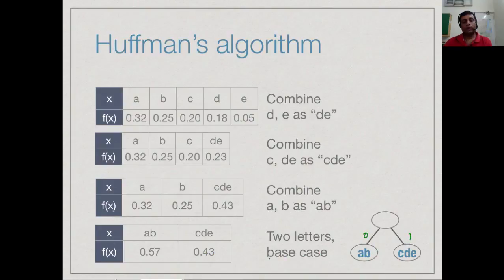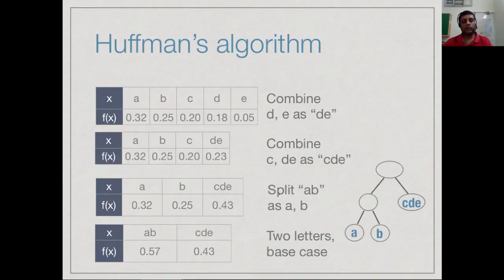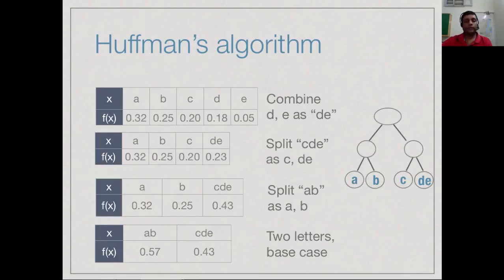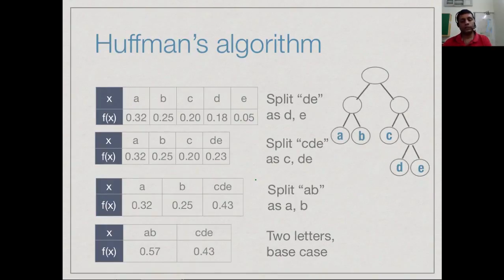And now I work backwards. The last thing I did was to merge A and B, so I will take this AB and split it up as A and B, and I will get this tree. Then the previous step was to combine CDE into C and D, so I'm going to split this up as C and D. And finally I'm going to split this up as D and E. Right? So this is how Huffman's algorithm works: by recursively combining the two lowest frequency nodes and then taking the composite node and splitting them back afterwards.